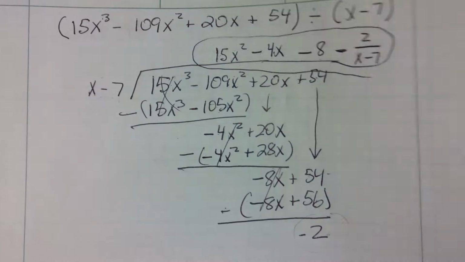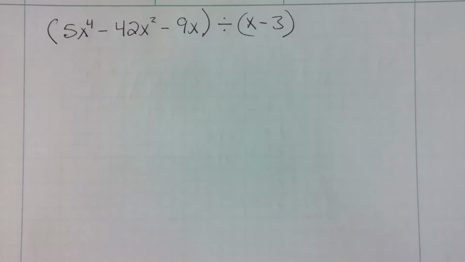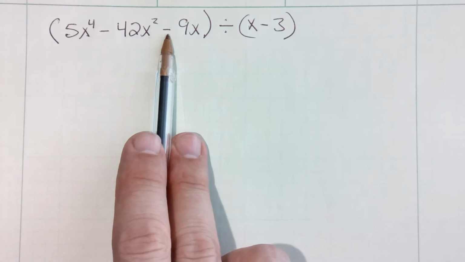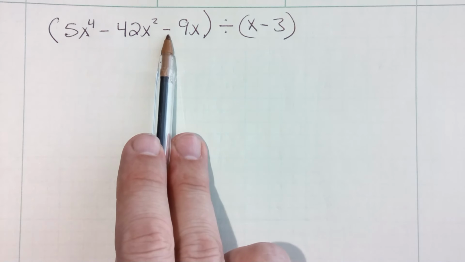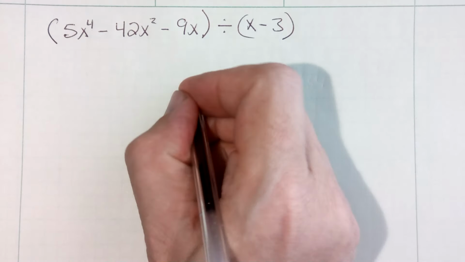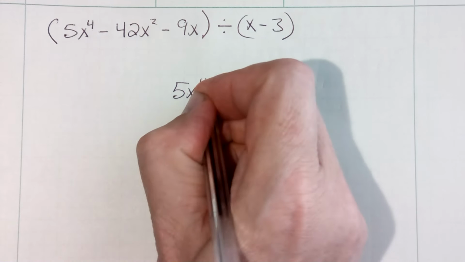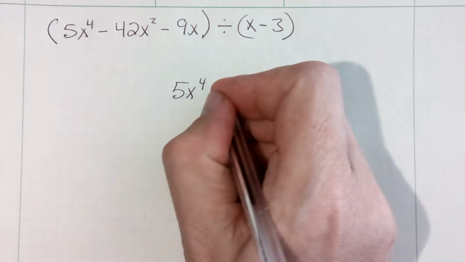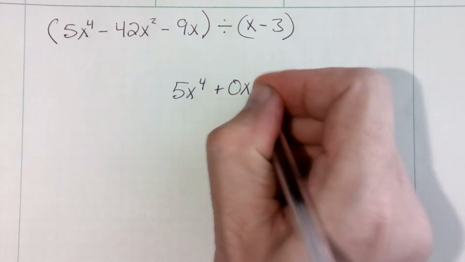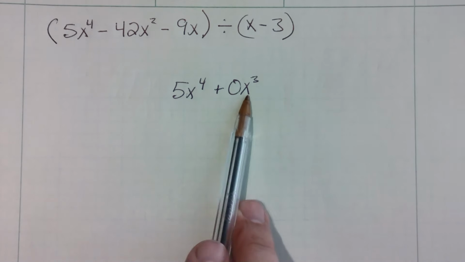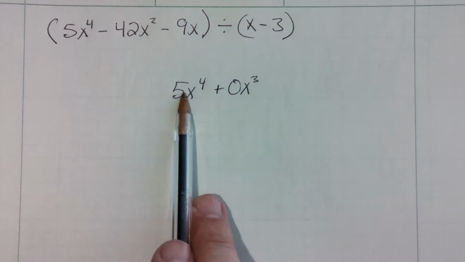I'm going to do one more really quickly, because I want to emphasize that if you're missing terms, you have to put them in. You're like, what do you mean put them in? Well, when I go to write this one out, I'm going to go 5x to the 4th. Do I have an x cubed? I don't. So what I do is I put a 0x cubed in. That's not a term. 0 times x cubed, 0. But it's a placeholder for the position as we move through it.